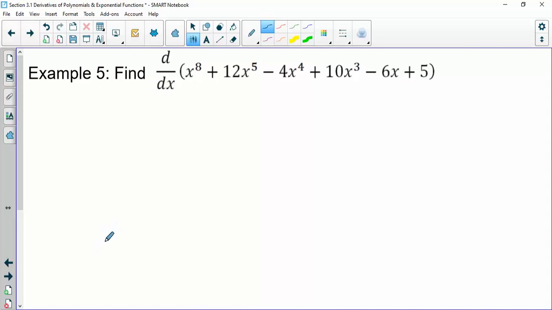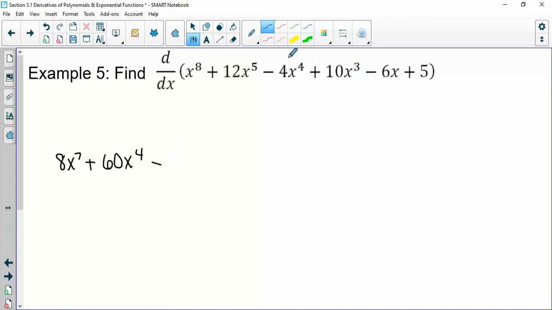So if I asked you to find the derivative of this huge thing, it probably would have taken you the entire class period to do that problem on Friday if you had to do the whole limit definition. But now, we know we can just do the derivative of each individual term. So the derivative of x to the 8th would be x to the 7th. Plus the derivative of 12x to the 5th. So when you bring that 5 down, you have to multiply it with the 12. So 5 times 12 will be 60. X, if you subtract 1 from the power, it's now to the 4th.